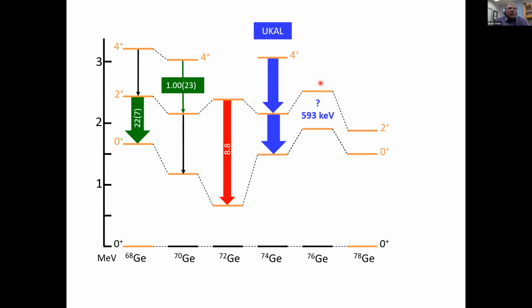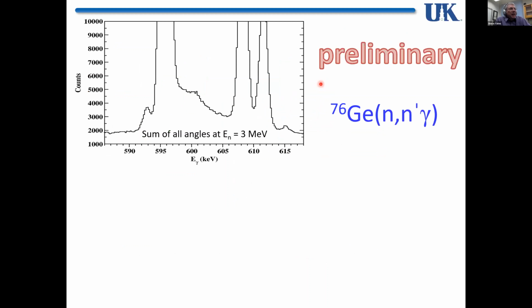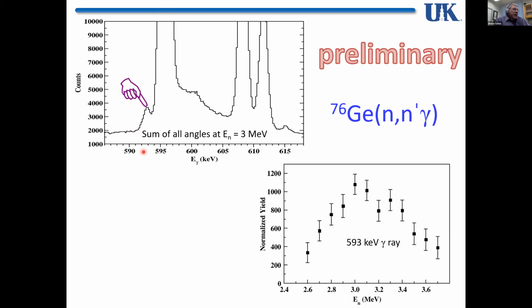So we went back to our germanium 76 data, and I show it here. This is our (n,n' gamma) spectra. What we did is we summed all of the angles at a neutron energy of 3 MeV, and we looked for the missing transition, and it's clearly there. But you can see the magnitude of these other peaks that go through the top of my computer screen, through the top of the building, and so forth. So we had to work very hard to observe that.